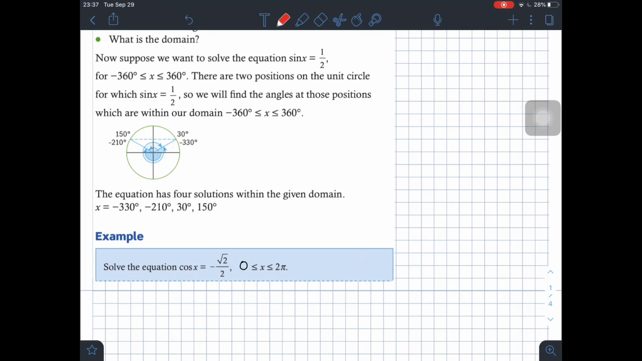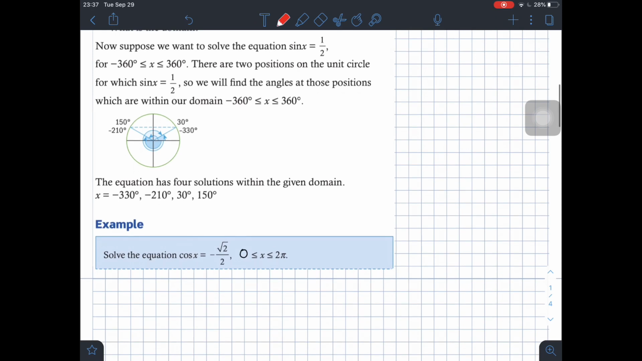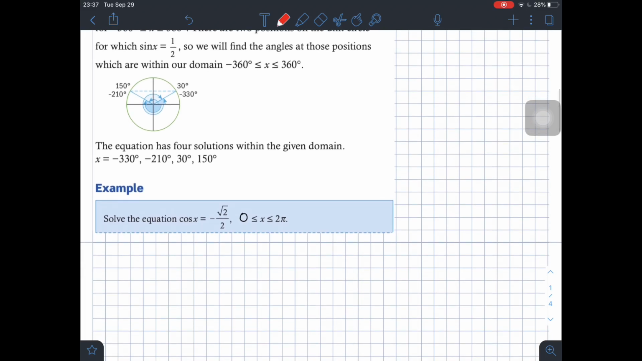So for this particular defined interval or defined domain, we have four possible solutions for sine of x equals 1/2. So the equation has 4 solutions within the given domain, and those solutions are negative 330, negative 210, 30, and 150. Okay, so that's something you need to think about whenever you're solving trigonometric equations. Let's see some examples in order to ground this concept.